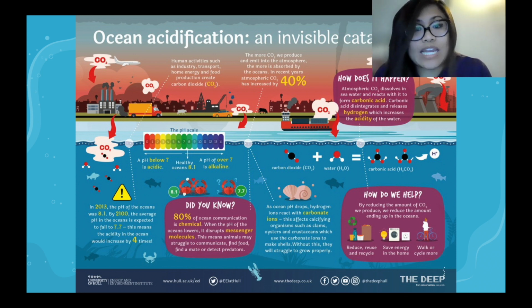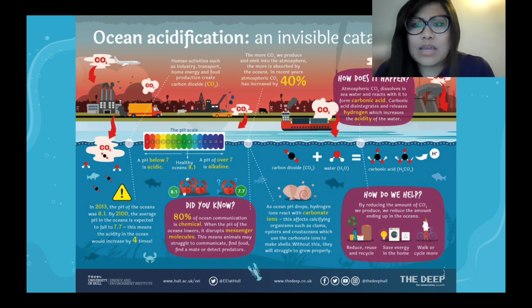And did you know that 80% of ocean communication is chemical? So when the pH of the ocean lowers, it disrupts messenger molecules. This means animals may struggle to communicate, find food, find a mate, or even detect predators. As the ocean pH drops, hydrogen ions react with carbonate ions. This affects calcifying organisms such as clams, oysters, and crustaceans, which use the carbonate ions to make their shells. Without this, they will struggle to grow properly.